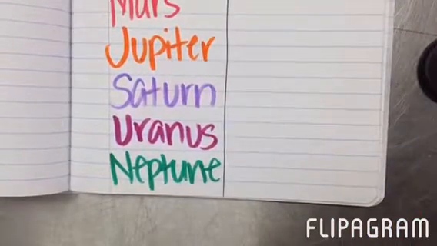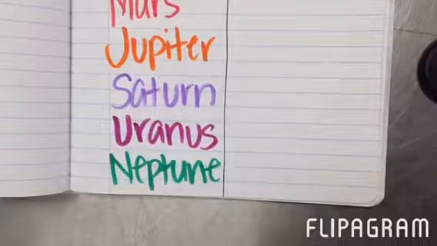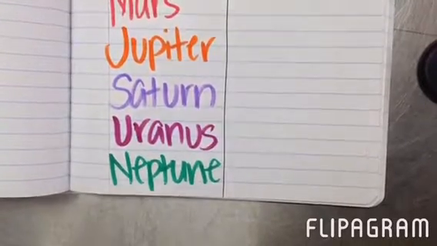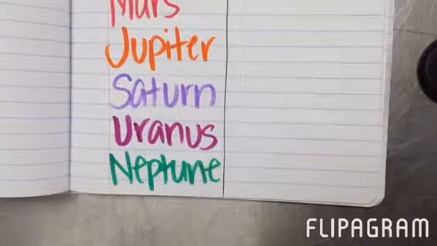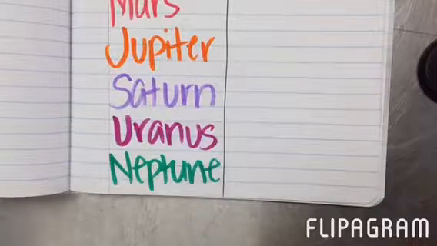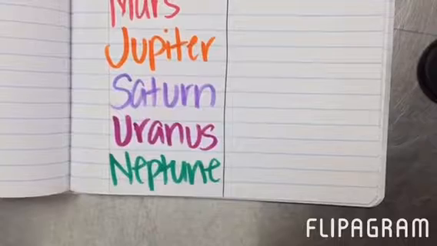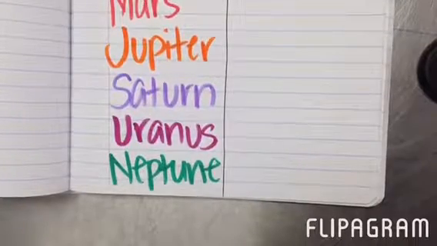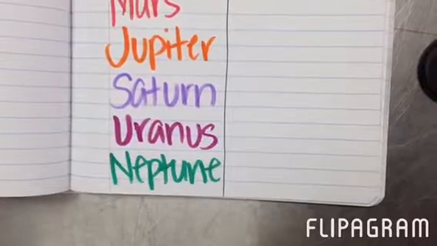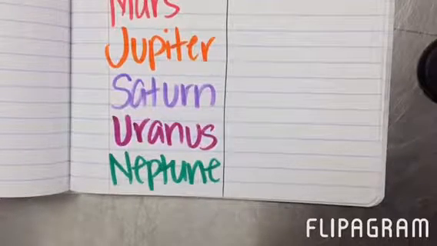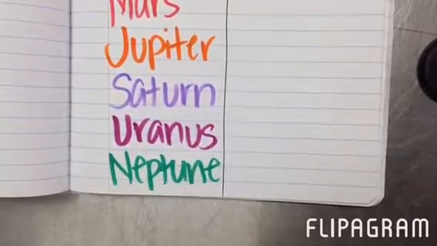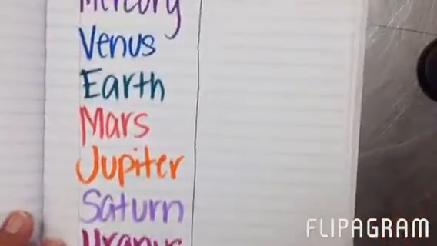Now, when I went to school, I learned that there were 9 planets. Pluto is no longer considered to be an actual planet because it is too small. So they call it a dwarf planet. But it's weird because when I was in school, I used to have to memorize that there were 9 planets rather than 8. So you're just going to learn the 8, and this is the order.